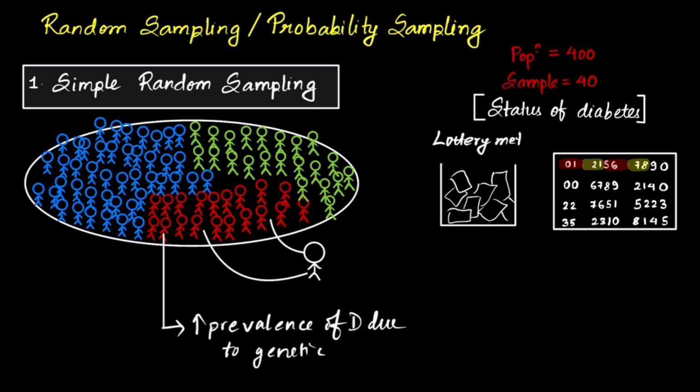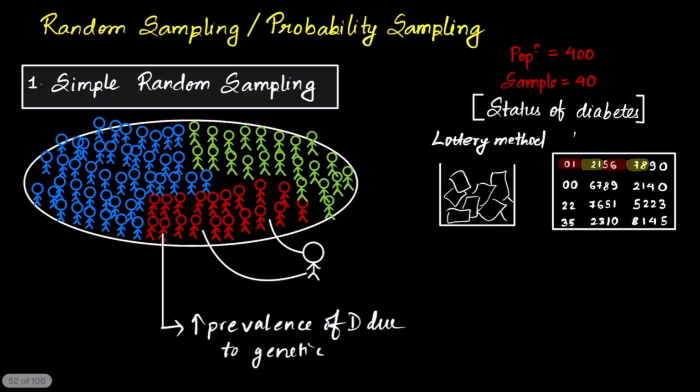In the lottery method, you simply get a bucket, put household numbers within the bucket in the form of chits, and then pick these chits. Let's say you get this chit right here and it says 91. Then household number 91 now becomes a part of your sample.